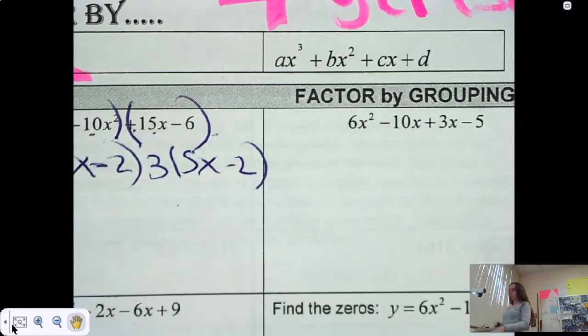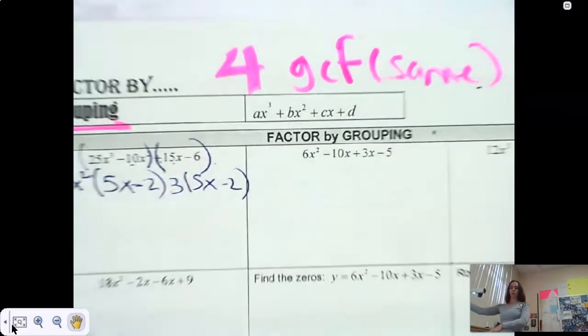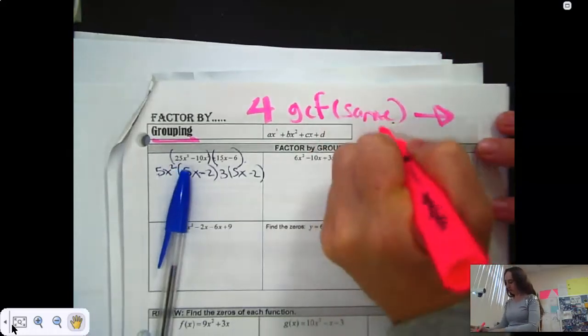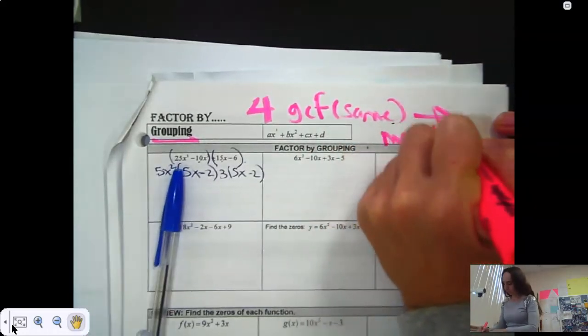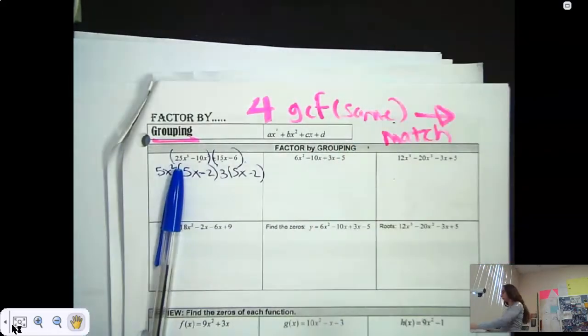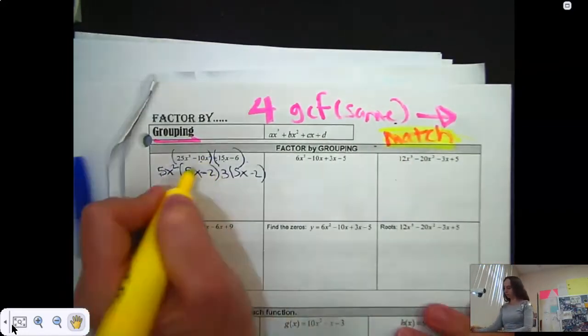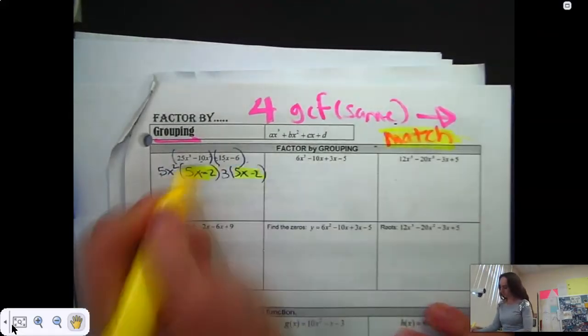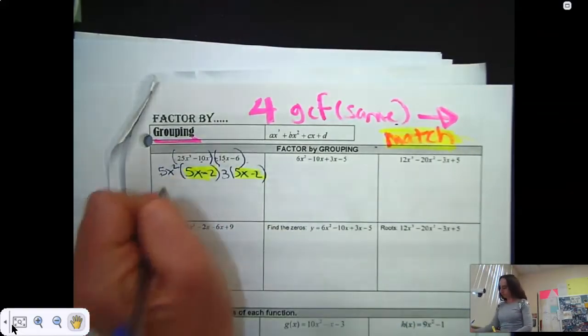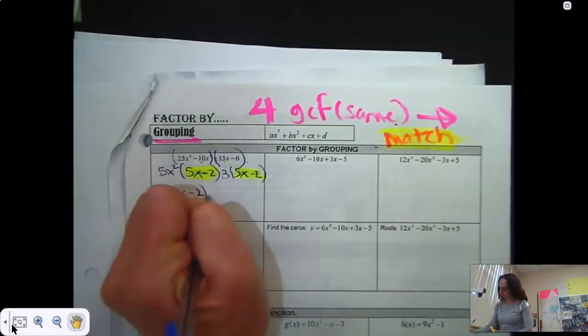Now, when you're doing factor by grouping, there is always going to be a match. If there is not a match, it's not factor by grouping, or you did it wrong. Okay, there's always going to be a match. So look at, here's the match, 5x minus 2. So you take that 5x minus 2, and you write it.